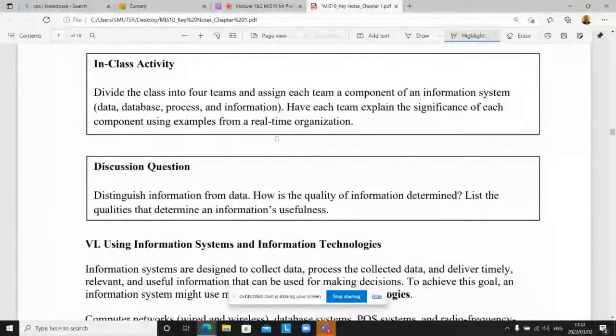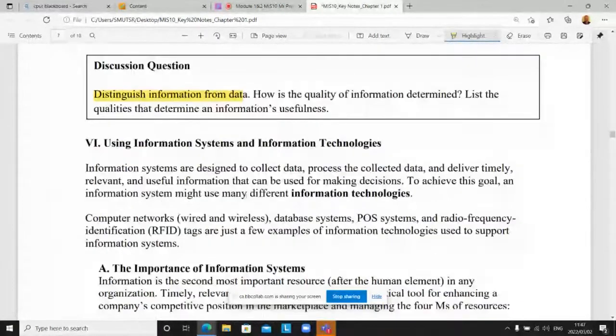In-class activity, 4 teams. A component of an information system. Remember, we had 4 components we've just covered. So you can just think about that. Distinguish information from data. I've done this over and over and over now in this lesson today. I'm not going to mention it again. Information is processed, data is not processed.